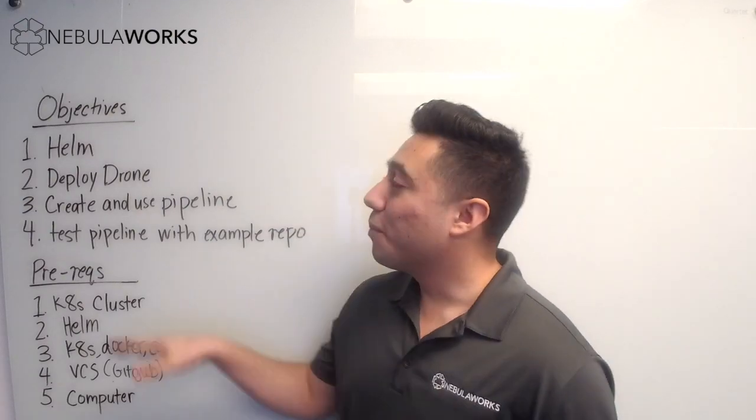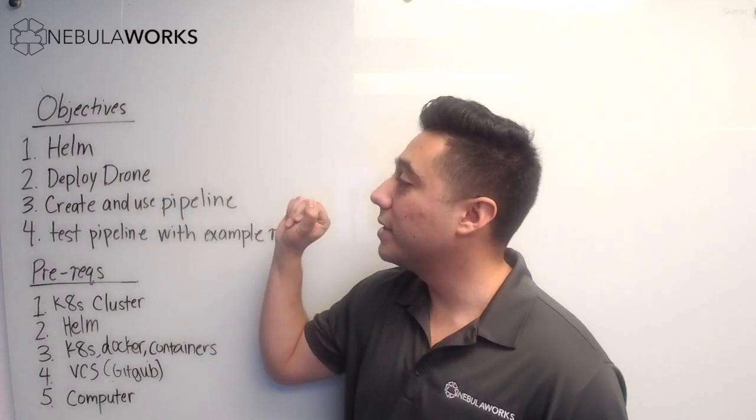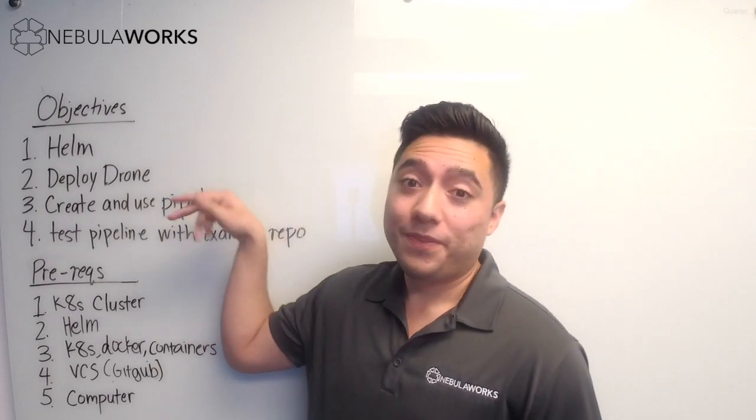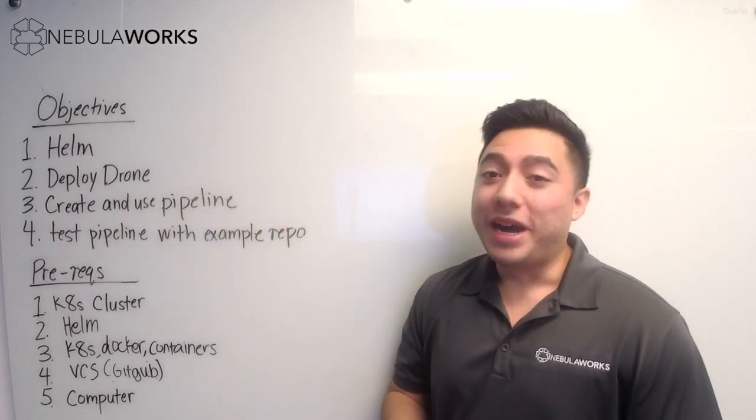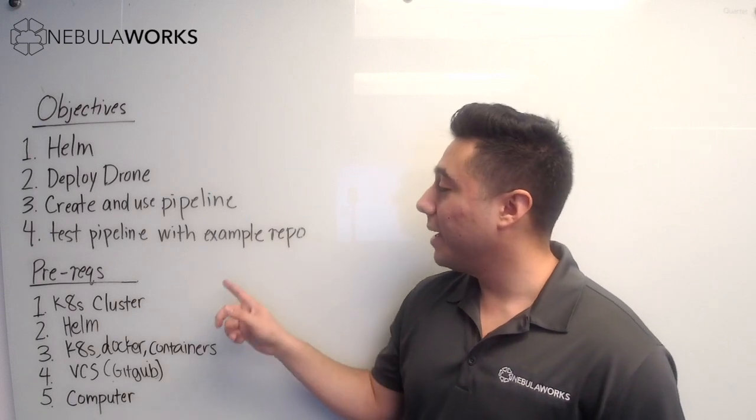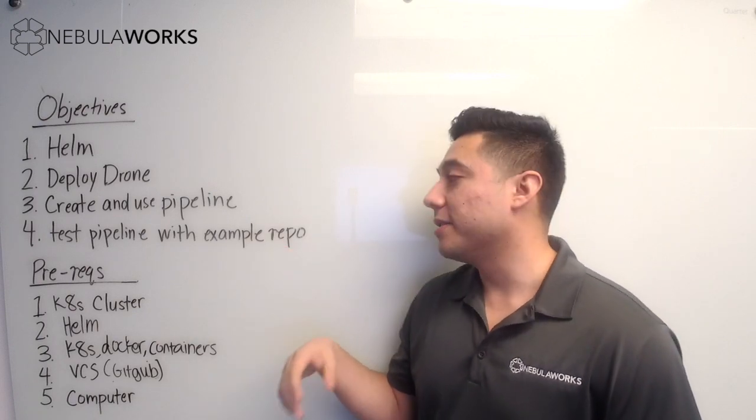Kubernetes. First thing, we're going to briefly talk about what Helm is and Helm charts, and then we're going to actually deploy Drone. Then we're going to create a Drone pipeline. It's pretty cool. And we're going to leverage that pipeline with an example repository. So you guys are going to get to see Drone in action.